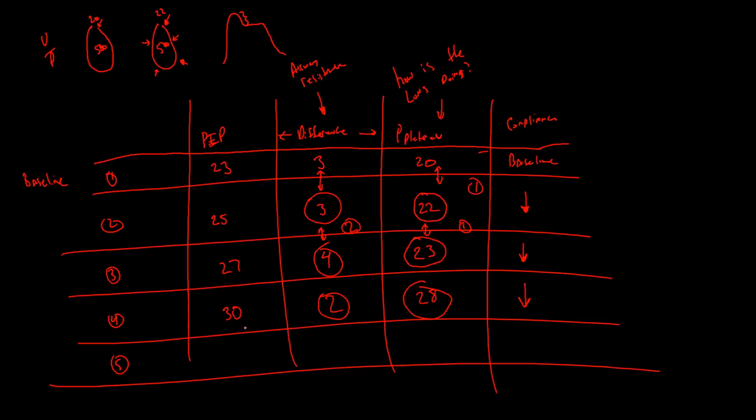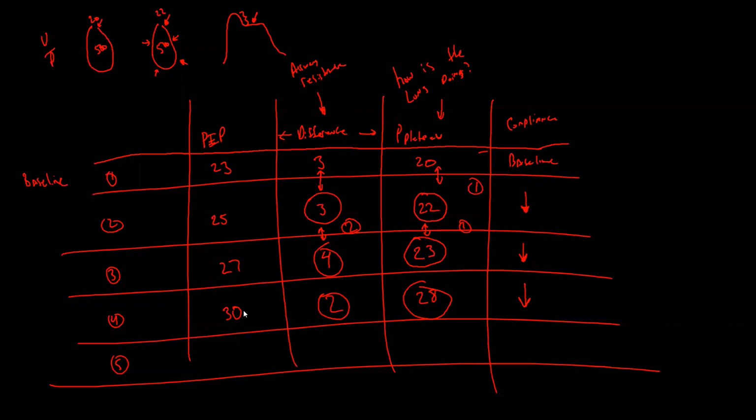But the reason why it's 30 is because this part right here, this plateau pressure, is up at 28 now instead of 20 or 22 or 23. So the reason why the peak pressure went up higher, the peak pressure is always going to be higher than the plateau pressure. It follows the plateau pressure. If the plateau pressure goes up, so does the peak pressure.